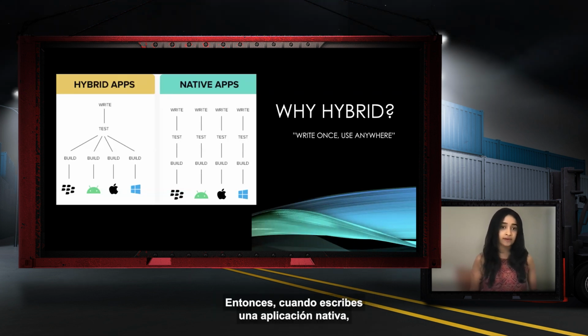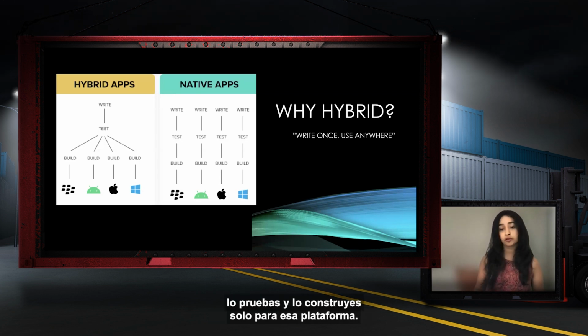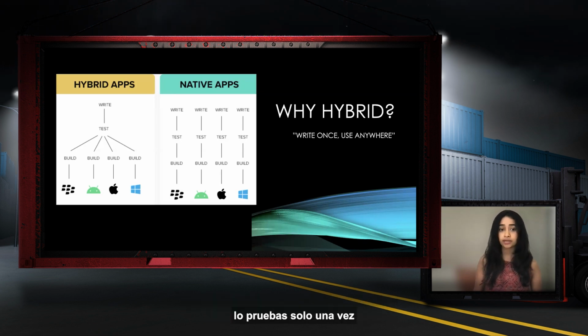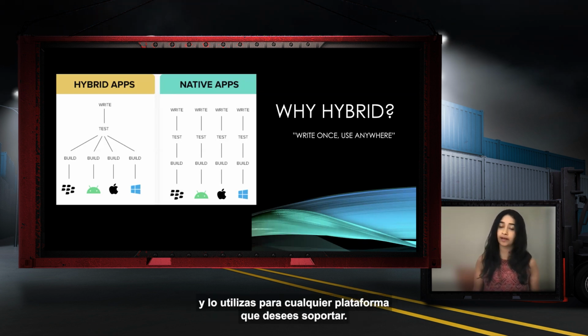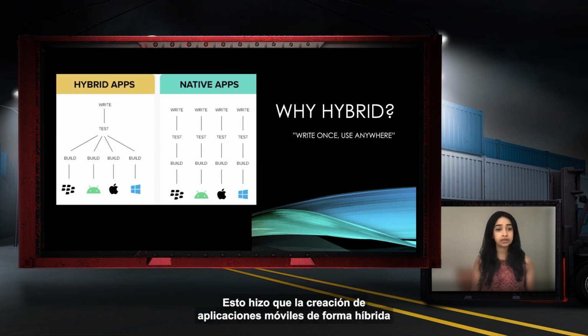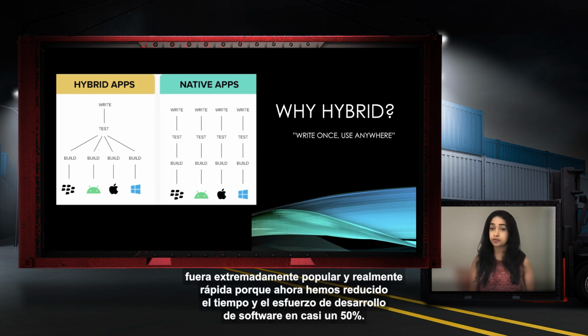So when you write a native app, you write the code from scratch, you test it, and you build it only for that platform. But with hybrid mobile frameworks, you write the code just once, you test it just once, and you build it for any platform that you want to support. So this made building mobile applications in the hybrid way extremely popular and really fast because now you cut down your software development time and effort by almost 50%.